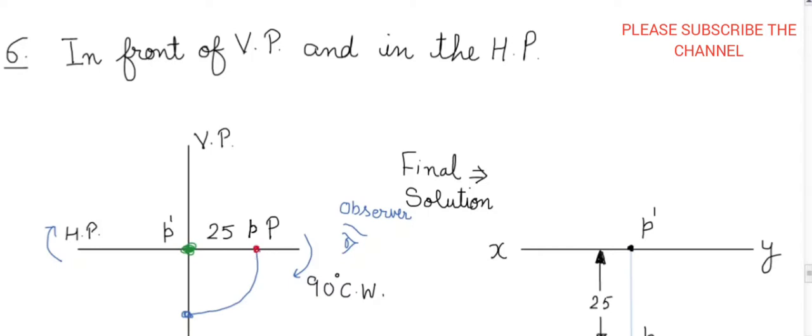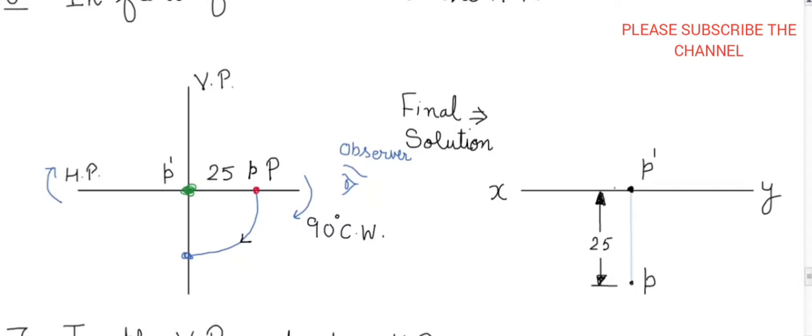When we rotate the HP 90-degree clockwise, this small p is moving in this direction on the VP. So what will be the final solution? Final solution will be: draw a reference line XY, mark a point P dash anywhere on the line. This shows the front view. 25 mm below the front view, we need to show the top view of this particular point and do the necessary dimension. This 25 mm. Very easy. This one also.